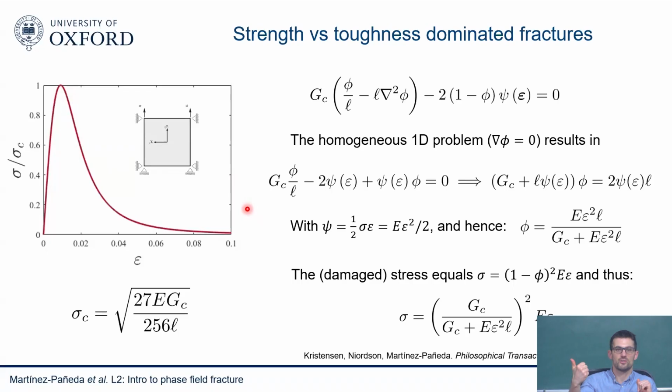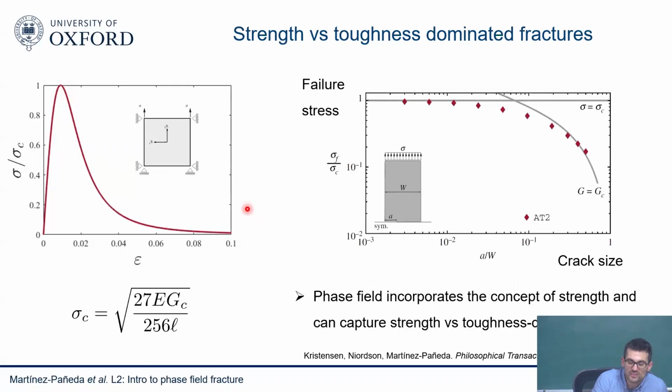You have a fracture energy, which in cohesive zone models is the area under the traction separation law, and you have a strength. And this governs the entire fracture process. And this is quite important because, as I showed you before, yeah.